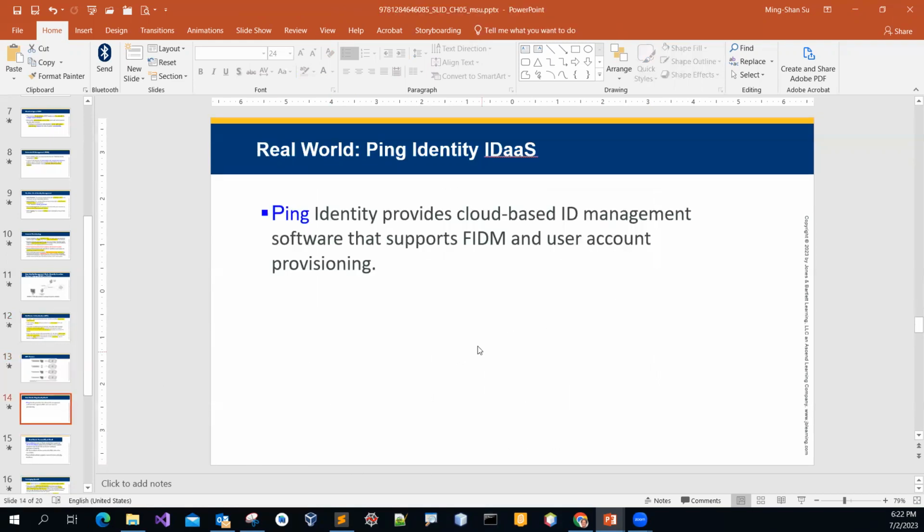All right, in the past, some real world cases. Ping is an organization that provides cloud-based identity management software that supports FIDM and user account provisioning. Sometimes we call it Ping Identity.